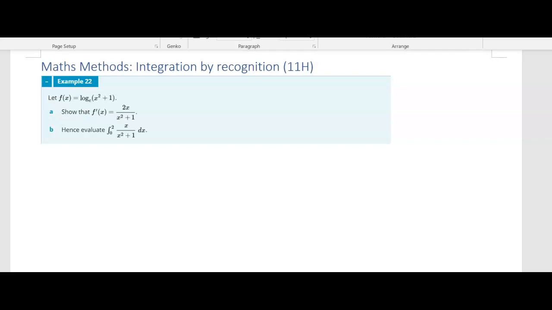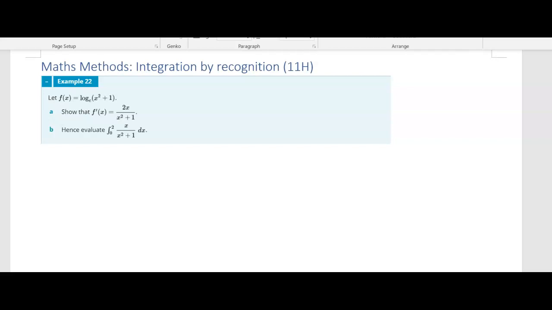Okay, so look at how this question is structured. We've got f of x equals log base e of x squared plus 1, and it says show that. You need to be familiar with show that questions, so it's good that we're doing one today. We're given the answer for the derivative, so all we have to do is get the derivative. Just treat it as you would if it said find the derivative of f of x.